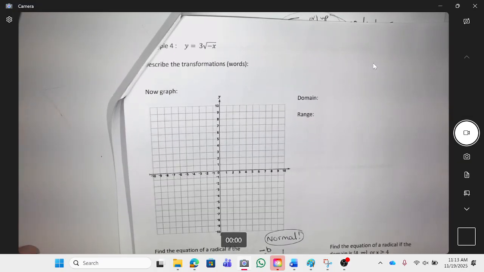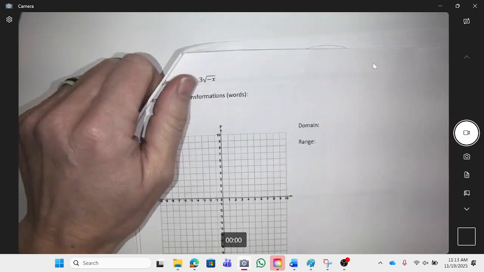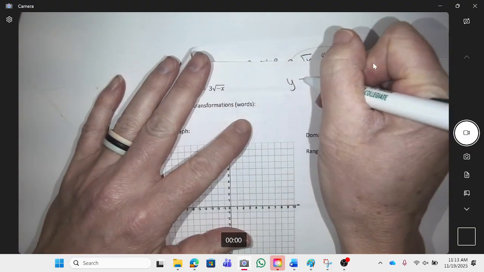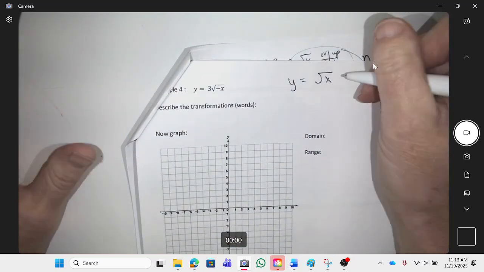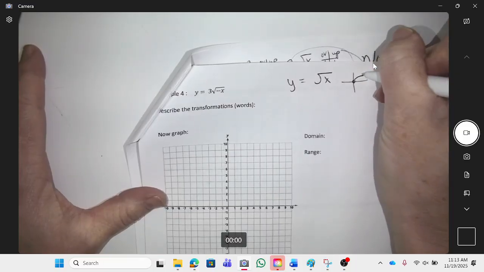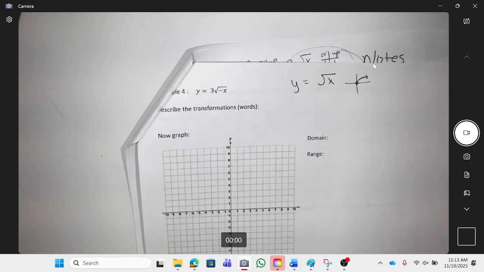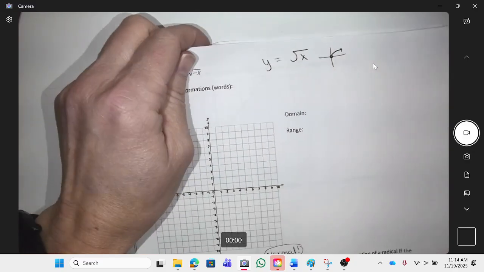Okay, so yesterday we learned about the radical function. So this is just normal. So a normal one, okay, obviously starts at 0, 0, heads right up.